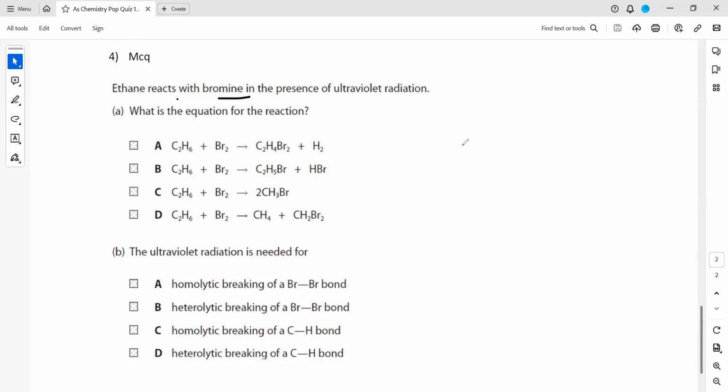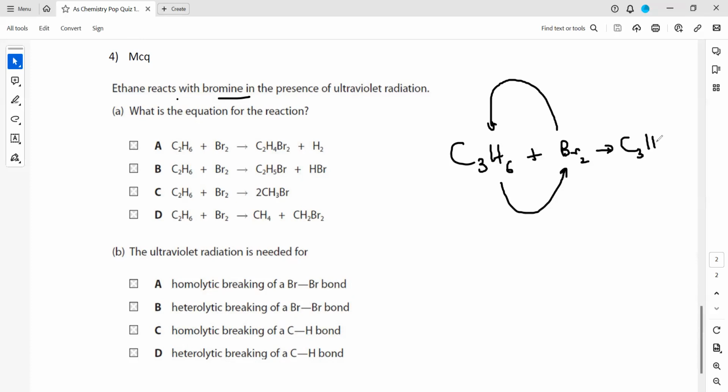So if we have ethane reacting with Br2, one bromine will take the position of a hydrogen and one hydrogen will take the position of bromine. So this will become C2H5Br plus HBr. That's the overall equation, so that matches option B.